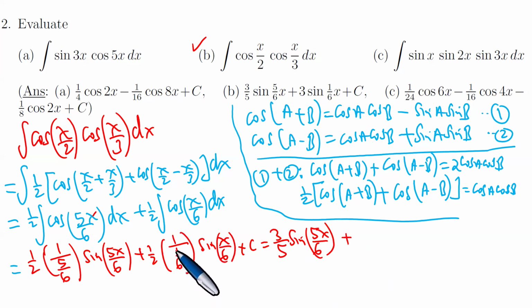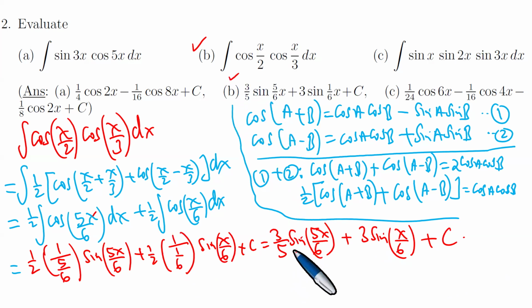So you bring the 6 up, which becomes exactly 3. The sine of x over 6 plus c. It's exactly the answer. You see, in part B, we've got the answer because it's 3 over 5 the sine of 5 over 6x plus 3 the sine of 1 over 6x plus c. So we've been able to solve problem B correctly as well. So it's something that you take note of.